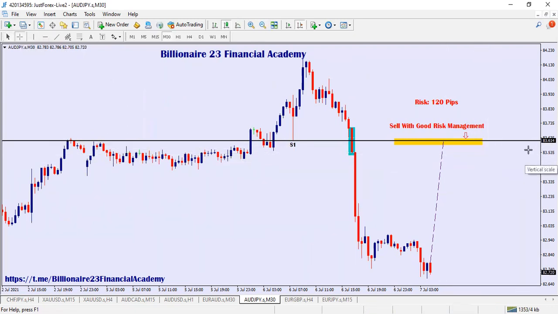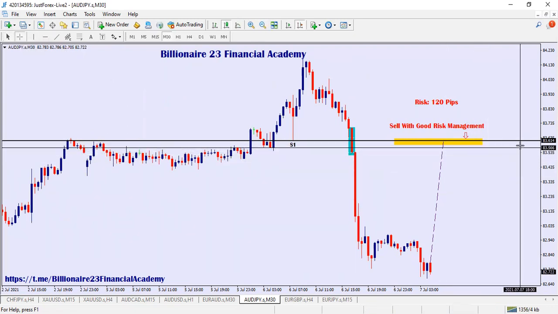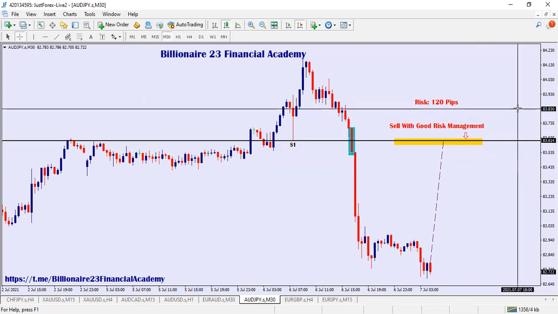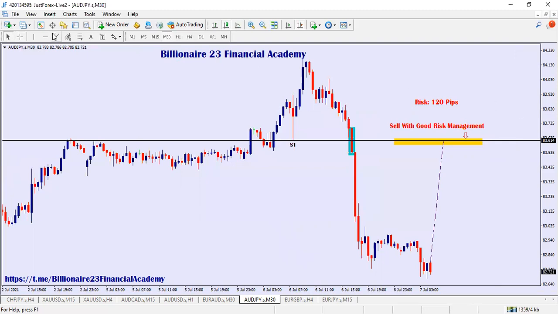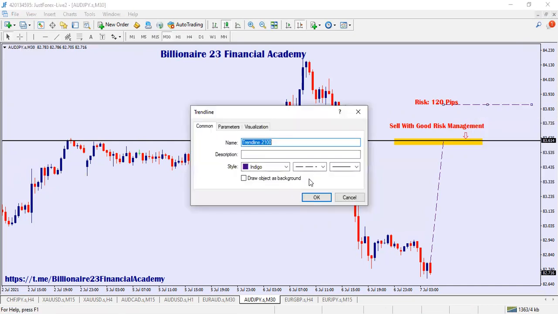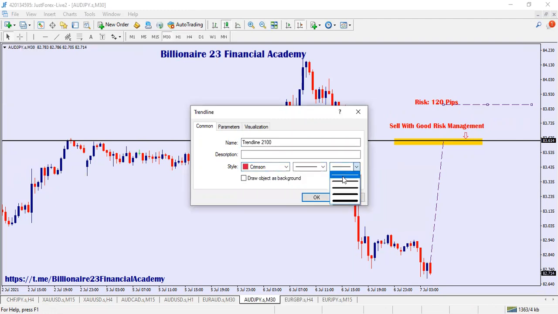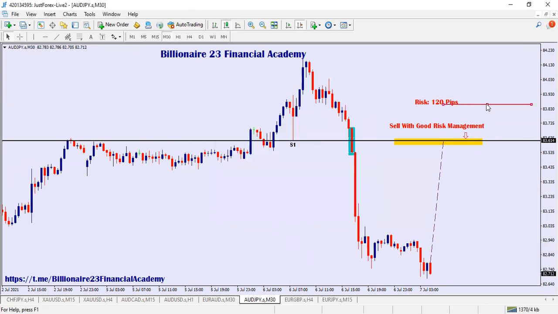So let's see, 614 plus 120 is 834. So your stop loss would be around this area. Your stop loss would be around this area.